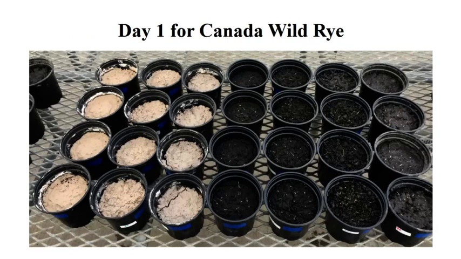This is the first day we set up the pots. We put all the pots in the greenhouse. This picture shows the Canada wildrye, the cool season grass. We can see these treatments are slurry on the soil surface. From here to here is 14 tons per acre, 20 tons per acre, 10 tons per acre, and 0 tons per acre. And these are slurry mixed with soil. From here to here, 0, 10, 20, 14 tons per acre.